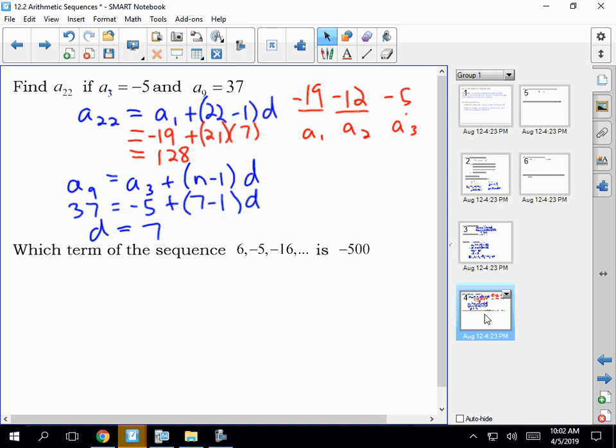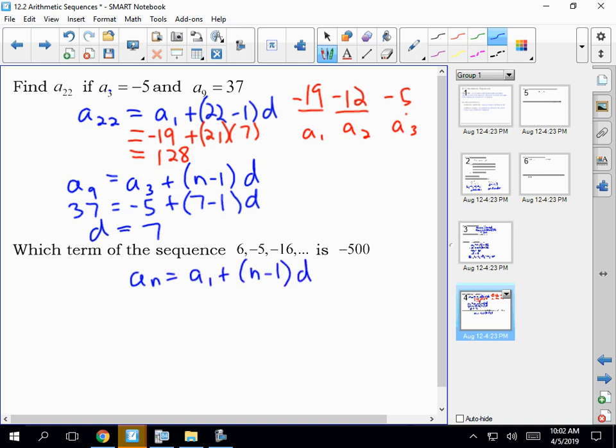Is it 21? So let's write down our formula. A sub n equals a sub 1 plus n minus 1 times d. We know a sub 1 is 6. We know d is negative. Negative what? 11, yeah. Negative 11. It's going down by 11 each time.